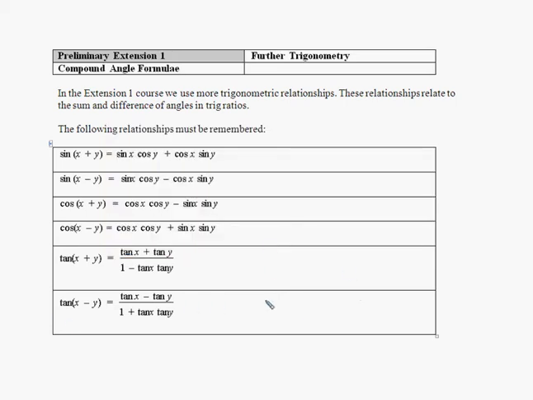Okay, what we're going to do now, we're going to start looking at some further trig results for what we call the compound angle formula. So what we're doing, we're looking at the addition of two angles and what that would give us as an expression where we can relate to the angles by themselves. So these are relationships you've got to remember.